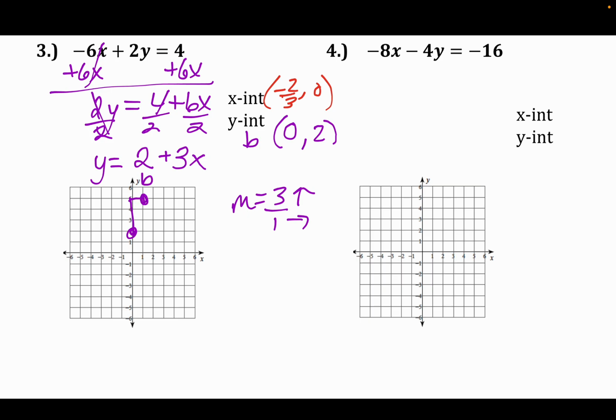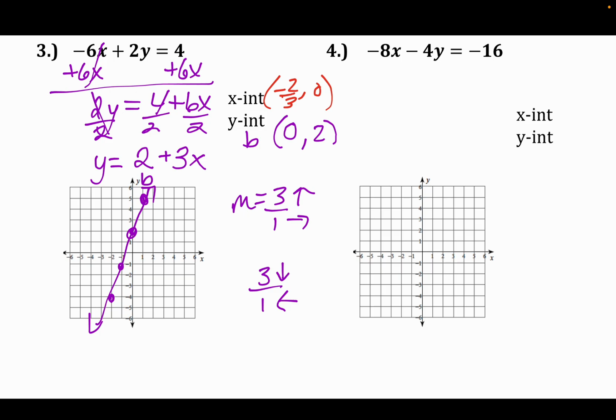I can't go anymore, right? So I can go backwards. The opposite of rising 3 is falling 3. The opposite of right 1 is back 1. So let's do that. Down 3, back 1. Down 3, back 1. And that is where I'm going to get my line. I'm going to get rid of all those little triangles because I don't really need them. There you go. That is what your graph should look like.